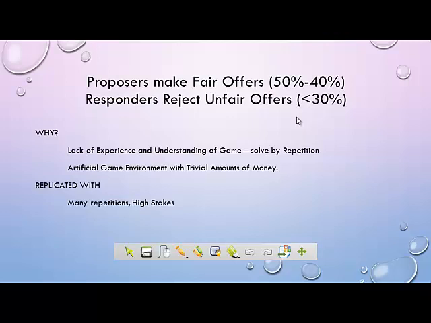In general, when this experiment is conducted, and it has been conducted thousands of times all over the world, it is interesting not because it is very revealing about human behavior. This experiment doesn't reveal very much about human behavior, although it does reveal something. But it's revealing because it's so flatly in contradiction with economic theory.